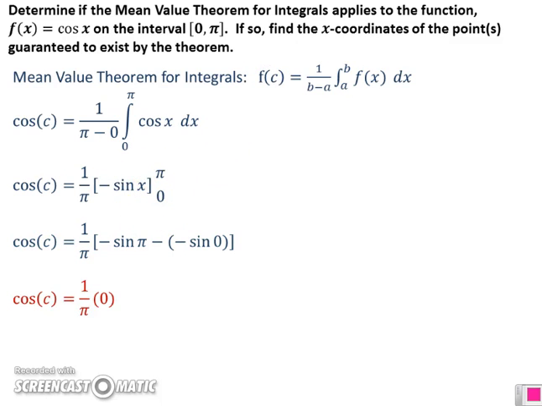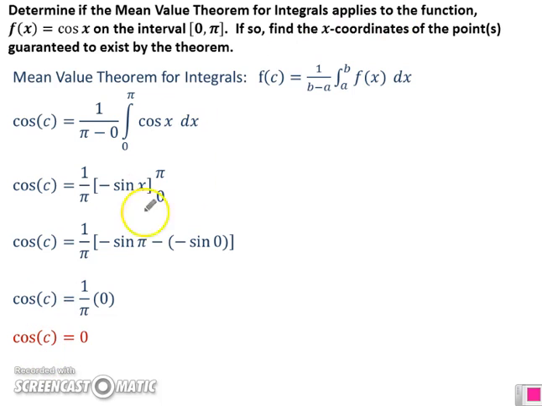And we end up actually with 0 over here because the sine of pi and sine of 0 are both 0. So it's like 0 minus 0 right there. You end up with just 0 here, which is kind of nice. And then you need to just solve for c now. That's the last step, is solving for c, and that would be your x-coordinates.